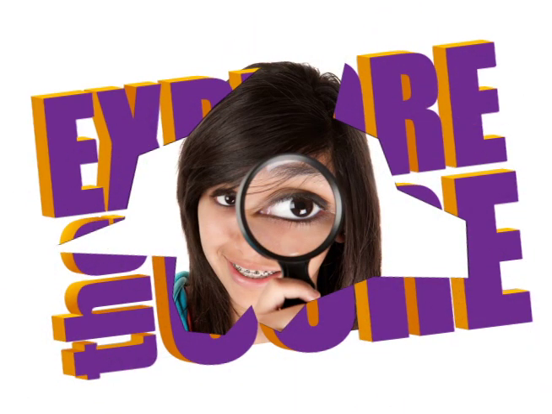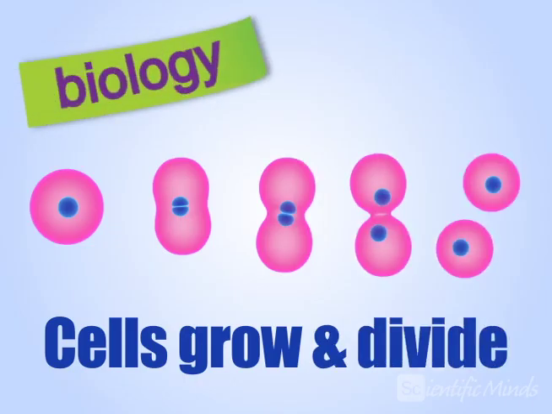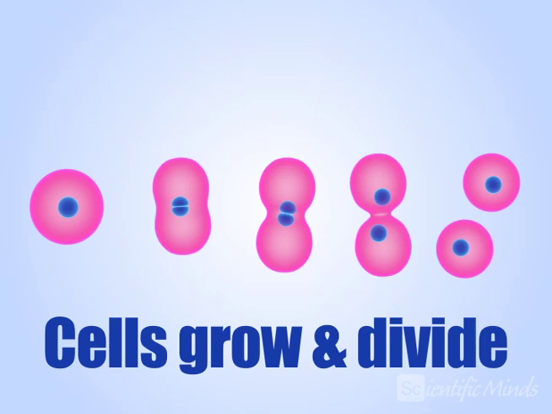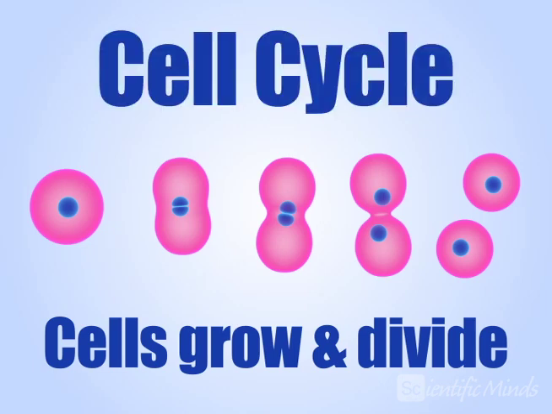And now, let's explore the core. Cells grow and then divide before they get too large to function properly. This cycle of growth and division is called the cell cycle.